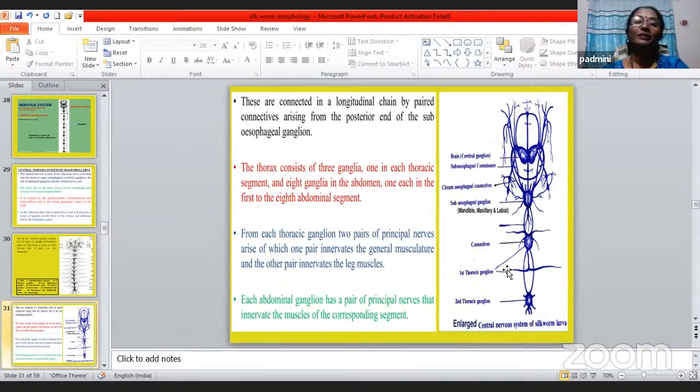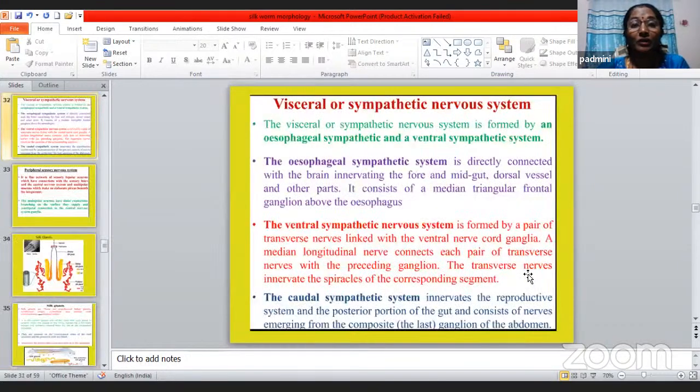They have to innervate the body muscles and the leg muscles because they have to have that impulse being sent from the brain to the body segments, and from the body segments to the brain. Nerve impulse. Why nerve impulse? Because they have to have those impulses for the contraction of the muscles, and also to tell whether they are touched, the sensory response to touch. Okay. And each abdominal ganglion has a pair of principal nerves that innervate the muscles in the corresponding segments. So that was about the central nervous system.